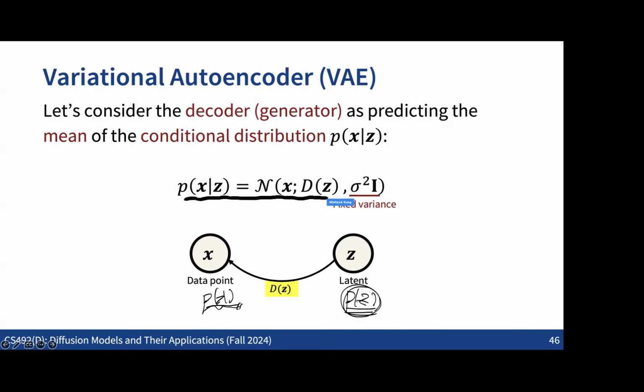There can be lots of ways to model this conditional distribution, but to simplify everything, we are going to model it as another Gaussian distribution, which takes the output of the decoder as the mean and has a fixed variance. So the change we are making here is that we now see the mapping from the latent to the data point as a sampling process from the conditional distribution. Make sense?